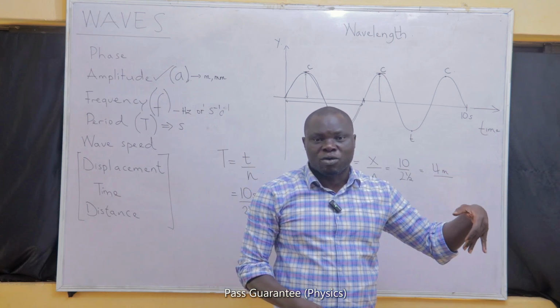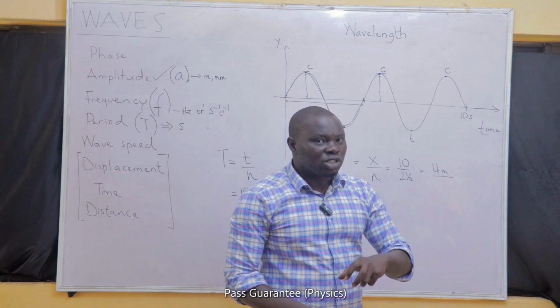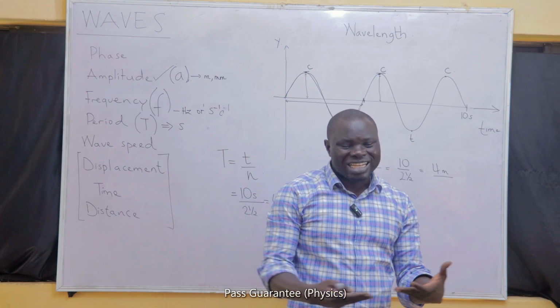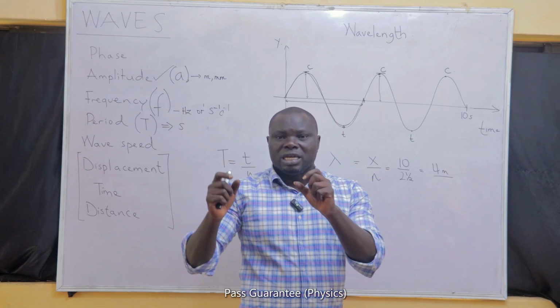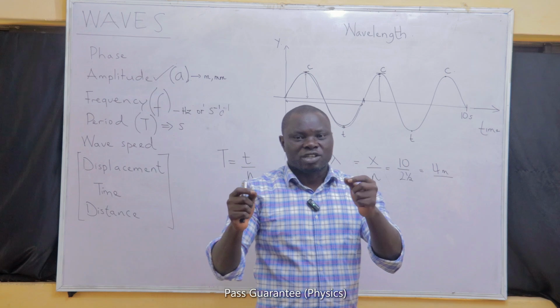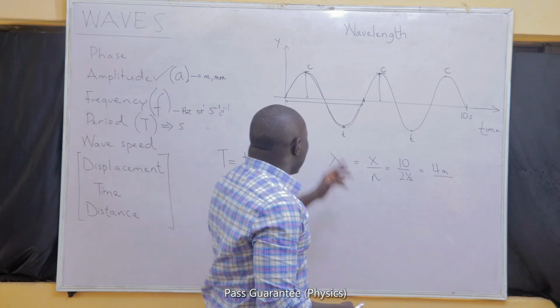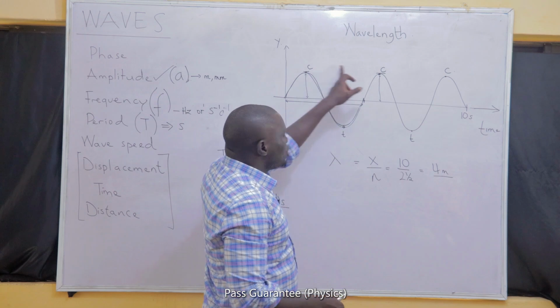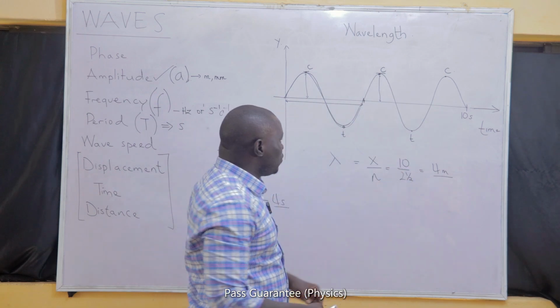What we have on a longitudinal wave are compressions and rarefactions. When you have a compression and the next compression, the distance between them must be the wavelength. The rarefaction and the next rarefaction, the distance between them must be the wave's wavelength. A crest and the next crest, the distance between them must be a wavelength. The trough and the next trough, the distance between them must be a wavelength also.